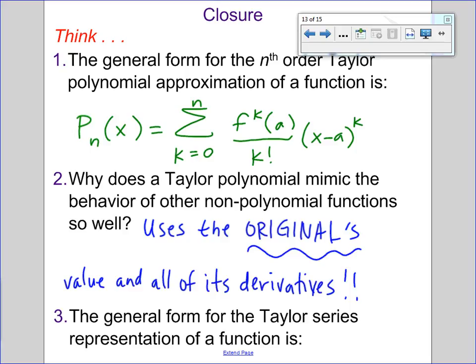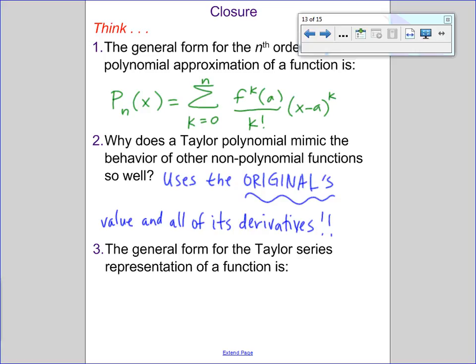So we're using the original's behavior to make a polynomial to represent the original. That's why it works so darn well. And lastly, the general form for the Taylor series representation of a function is, now we can go ahead and use our summation notation, and we'll go back to n's. So for us, we're going from n equals 0 to infinity of the nth order derivative evaluated at x equals a, all over n factorial, times quantity x minus a to the n. Expand it out forever, and we've got the Taylor series.